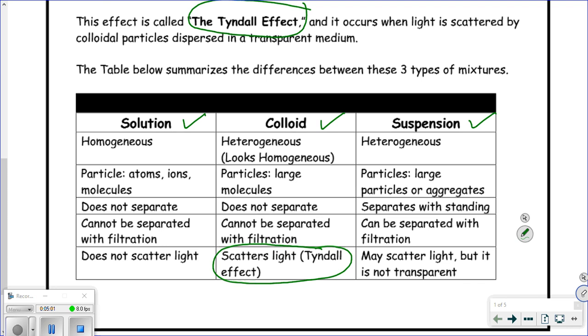A suspension is heterogeneous. Particles are pretty large. Sometimes you can even see little chunks suspended. It'll separate if you just leave it standing long enough, and it can be separated with filtration because its particles are large enough. And sometimes it scatters light, but it's not transparent. You can't really see through it. So those are the three differences between those three types of mixtures, okay?